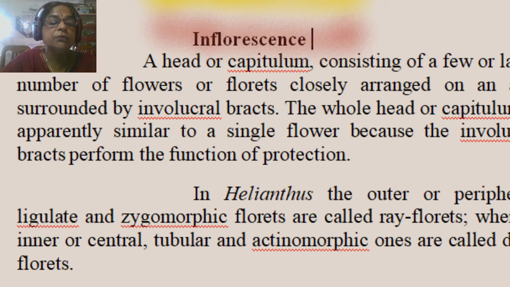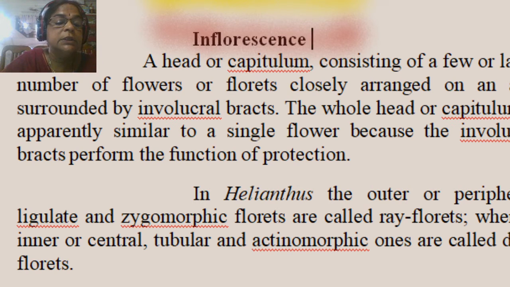There are two types of florets. One is ray florets, which are found on the periphery, and another is disc florets, which are found in the center. These two types of florets are surrounded by bracts which are known as involucre bracts. These bracts protect the florets from different conditions.